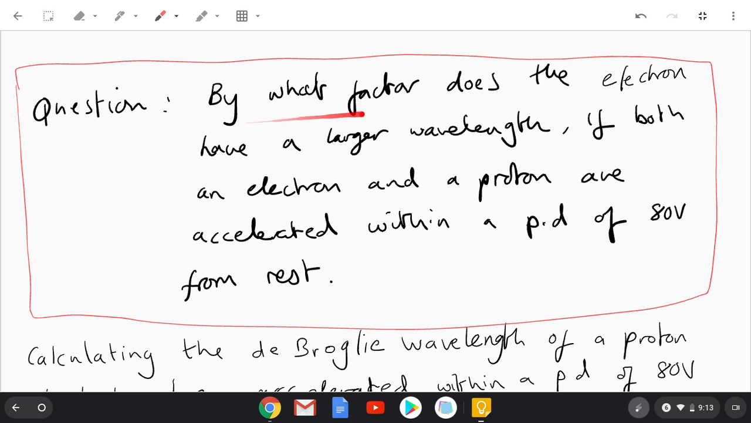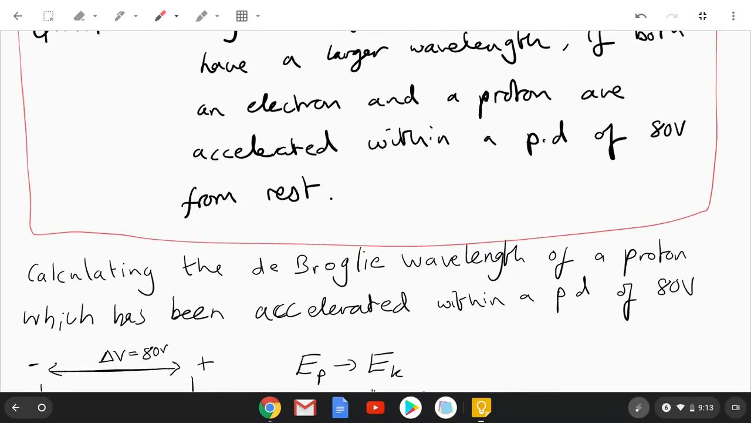By what factor does an electron have a larger wavelength if both an electron and a proton are accelerated within a PD of 80 volts from rest? Now, if you note my previous question from the end of last video, this here was proton. All I've done is change it into an electron. Doesn't make a difference for the majority of the calculation, as you'll see.